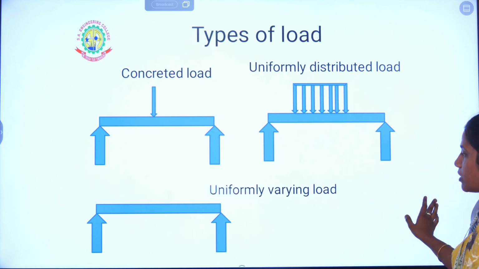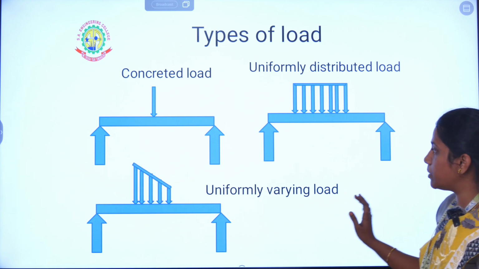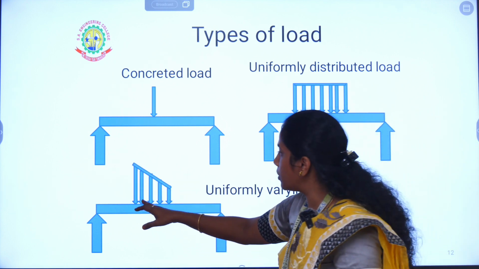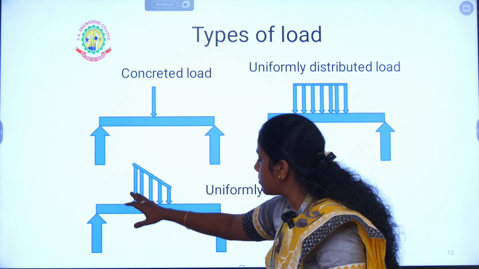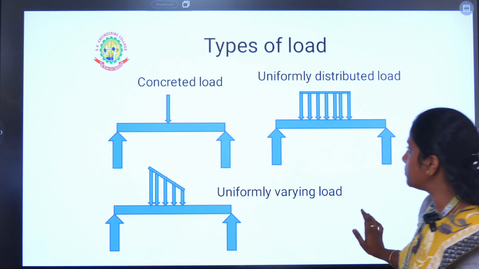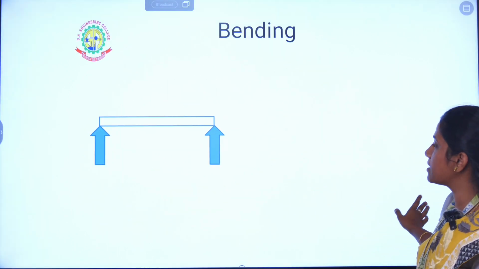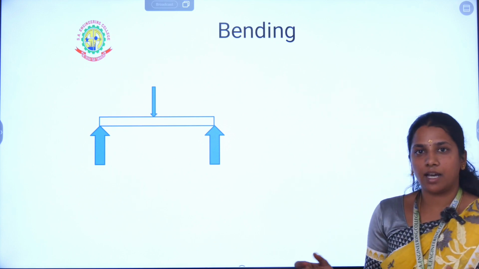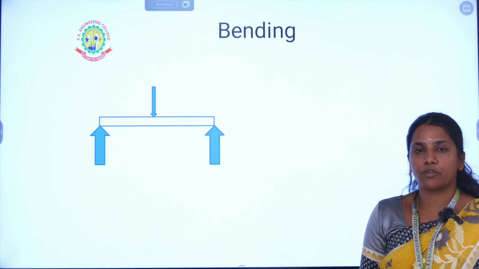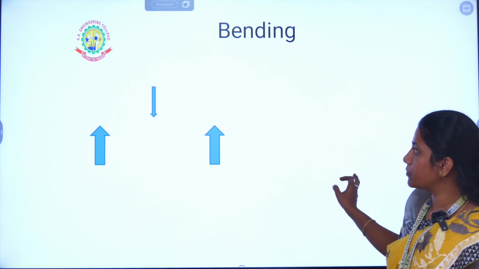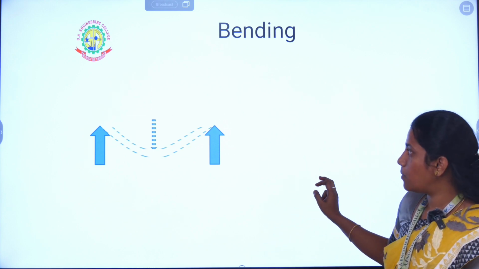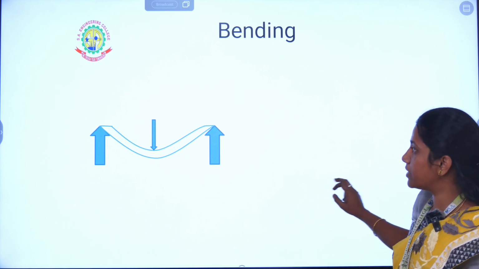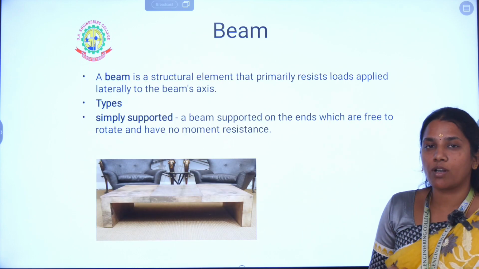When coming to the uniformly varying load, we will be having a variation in the load, which is maximum at one end and the minimum at the other end. And coming to bending, bending of a beam is like if you have a scale in your hand and you are applying a load in the center of it, it tends to deflect in giving this support, it is called bending.